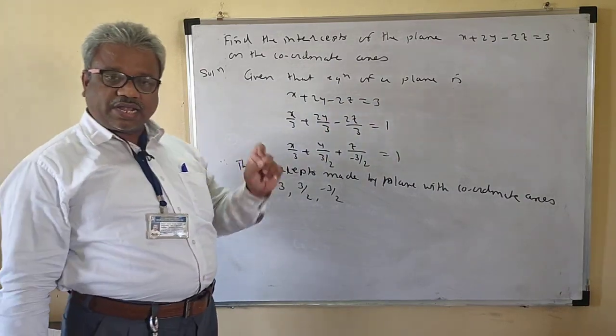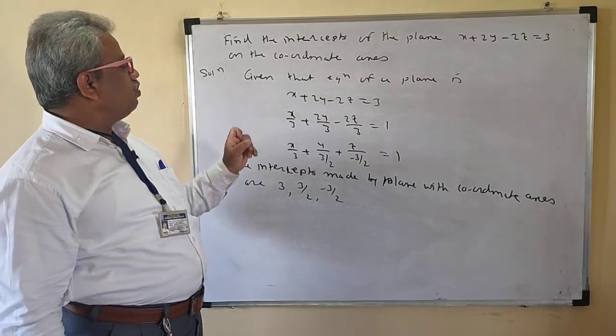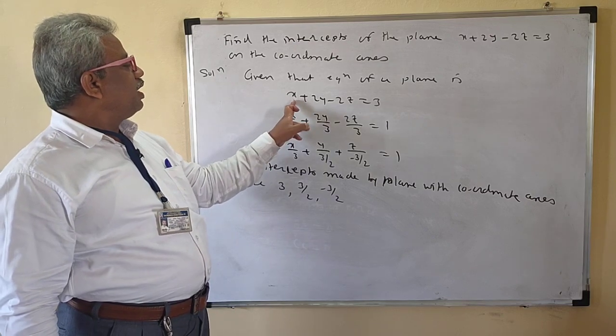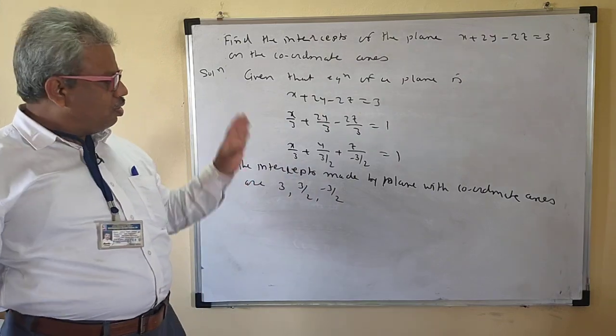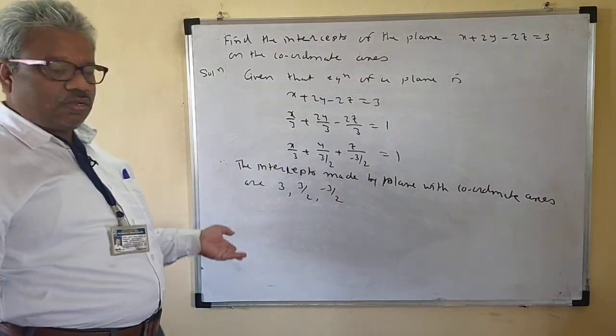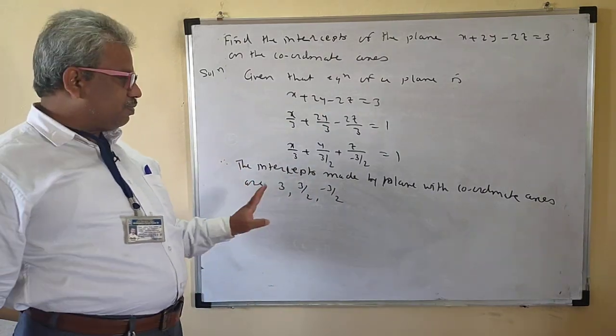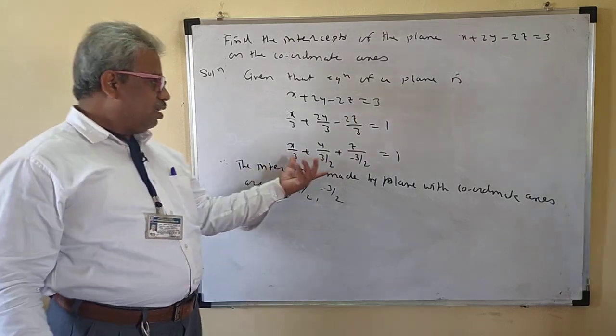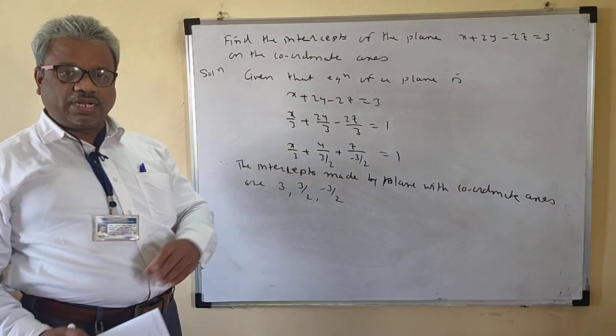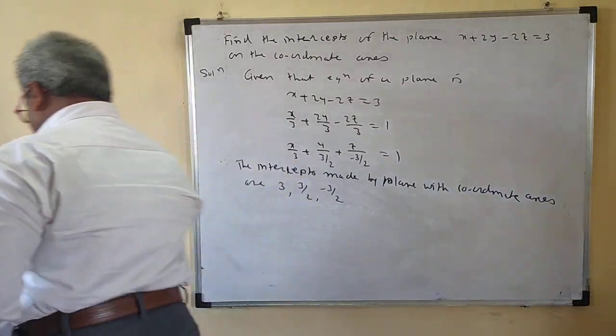To find the z intercept, put x equal to 0 and y equal to 0. So what do we get there? x is equal to 0, y is equal to 0. z will be what then? Minus 3 by 2. So minus 3 by 2. So there are two ways to find the x intercept, y intercept, z intercept. This is a fantastic way, so that within the two lines you get all the intercepts here.